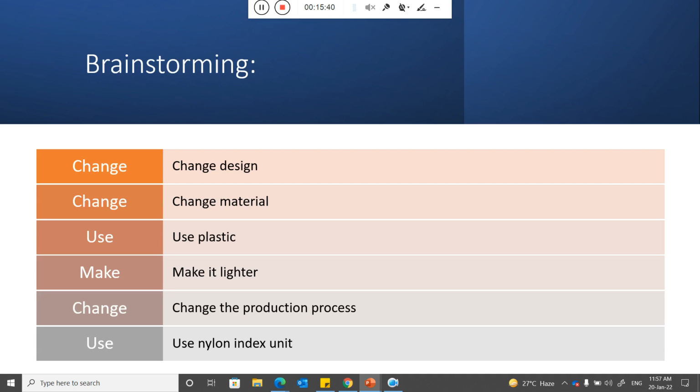The next one says make lighter. That idea was given by some expert. The next one again says change the production process, and again someone says use nylon index unit. So these are the ideas we got from the brainstorming for that particular product.